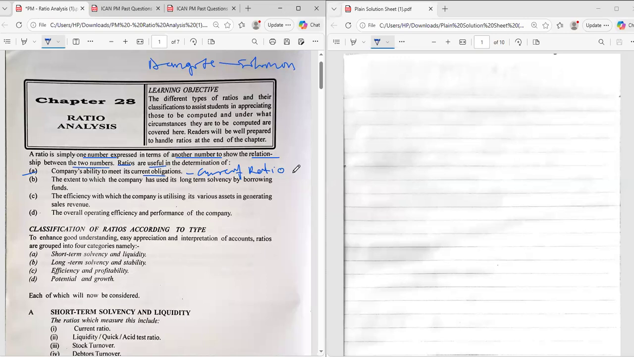So all these things, you can analyze for your client, for somebody, using ratios. If you want to know a company's ability to meet its current obligations, carry out current ratio analysis on it. It's as simple as that. And the next one is the extent to which the company has used long-term solvency by borrowing funds. You can use a ratio to analyze this too.